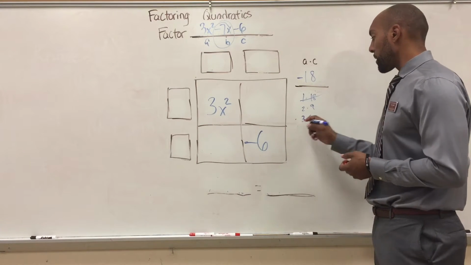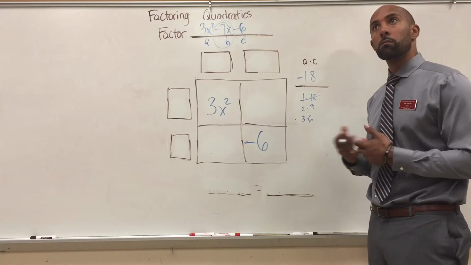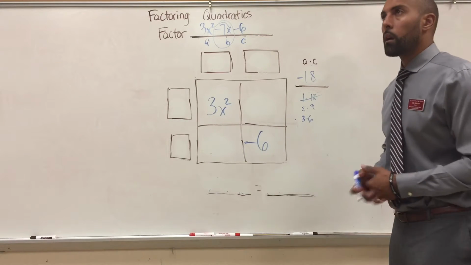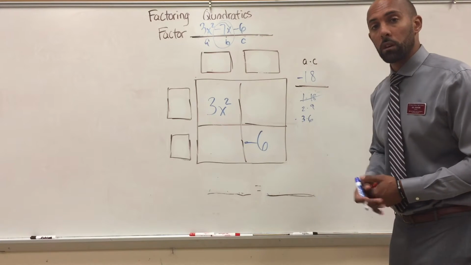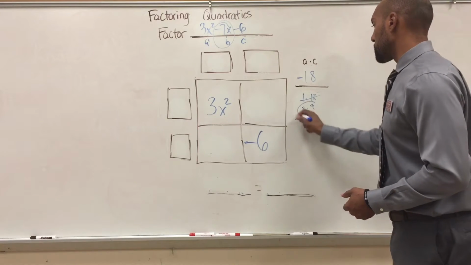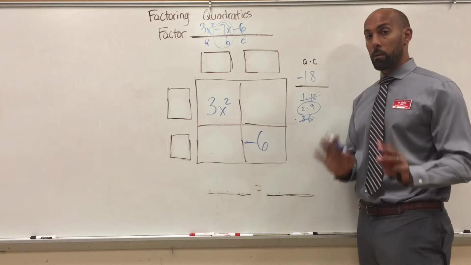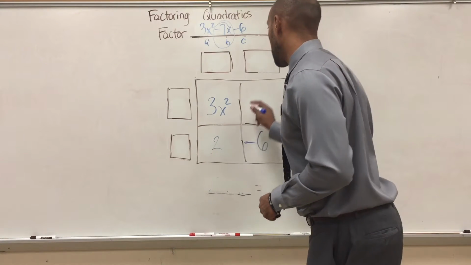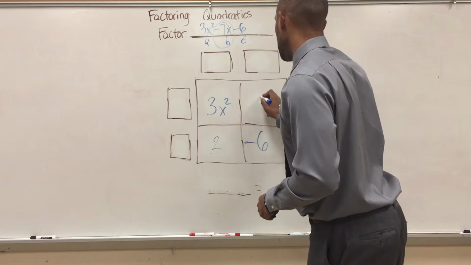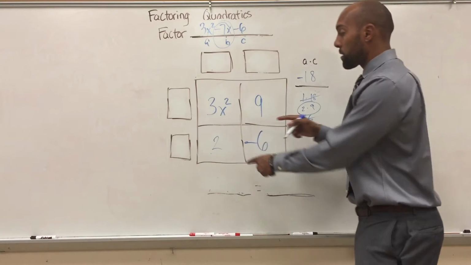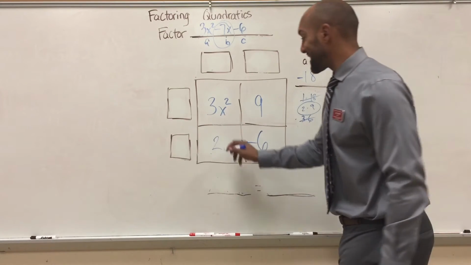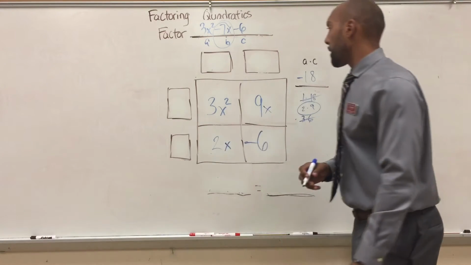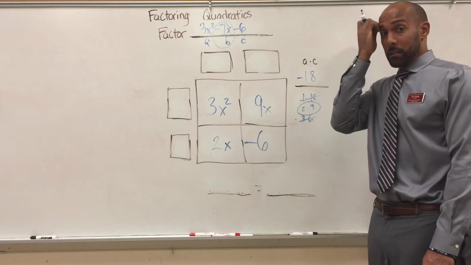Okay. How about 3 and 6? 3 plus 6? 9. Doesn't work. How about 6 minus 3? No, that's 3. Doesn't work. So that's our combination. Okay? But remember, it's got to add up to negative 7. Okay? And remember, once you put them in this box, don't forget its cousin, x.